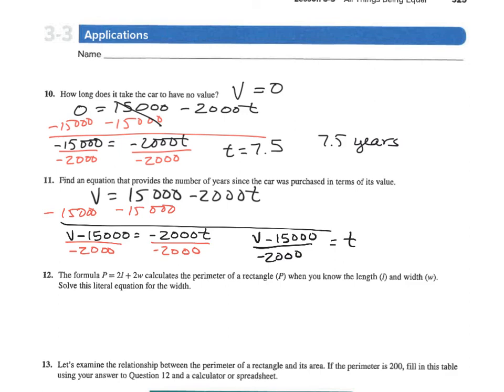Basically we can move this negative from the denominator to the numerator. So instead of having the negative 2,000 in the denominator, we could have a negative, then V minus 15,000 over 2,000 equals T. So what that will do, if we distribute that, that will give me T equals negative V plus 15,000 over 2,000.